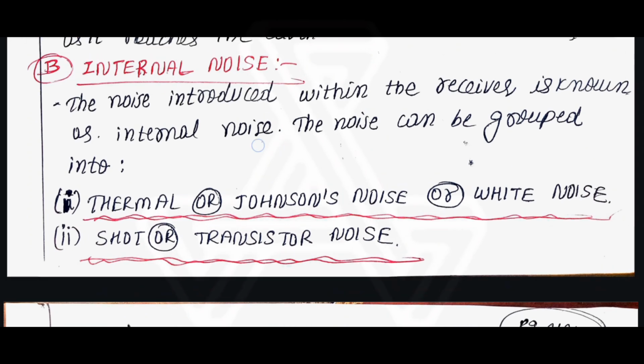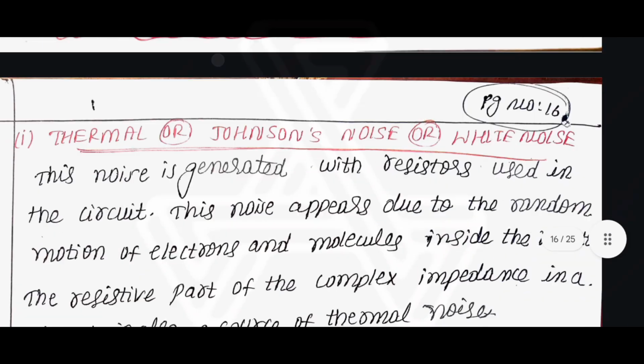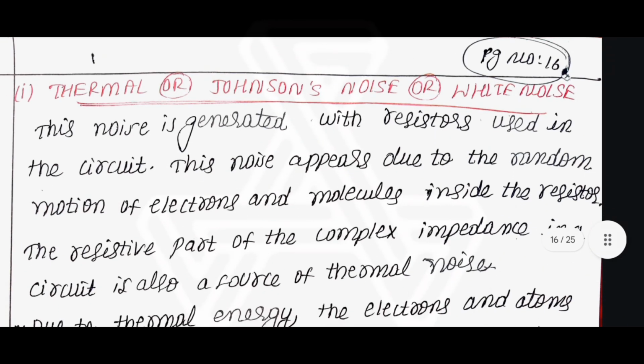Internal noise. The noise introduced within the receiver is known as internal noise. The noise can be categorized into thermal or Johnson's noise, which is white noise, and shot or transistor noise. Thermal or Johnson's or white noise is generated in resistors used in the circuit. This noise appears due to the random motion of electrons and molecules inside the resistor. The resistor part of the complex impedance in a circuit is also a source of thermal noise.